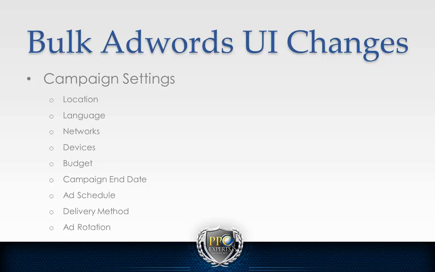So you can do this for location, you can do this for language, the networks, like the Google search network and the display network, devices, your daily budget, campaign end date, ad schedule. With ad scheduling, if you figure out that 8 a.m. to 11 a.m. is the best time and I want to boost my bids, I'm going to show you how you only make the change on one campaign and then you can apply it to all the campaigns in one quick action.